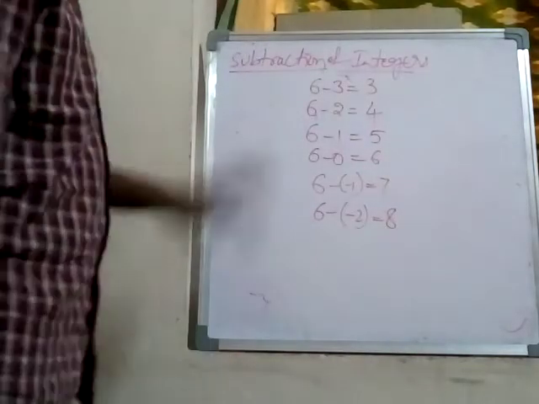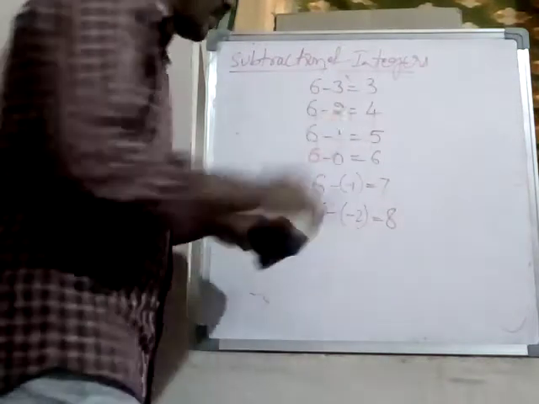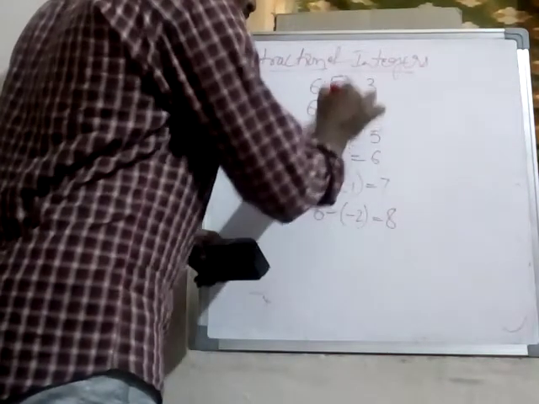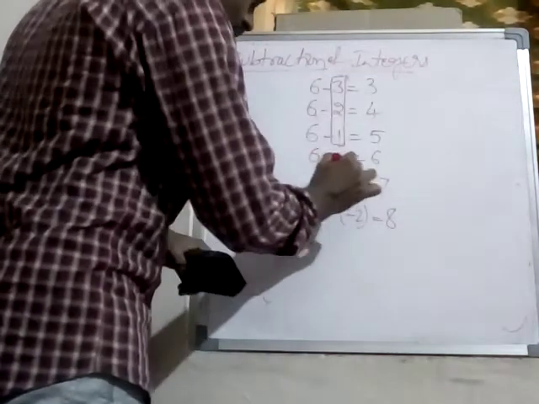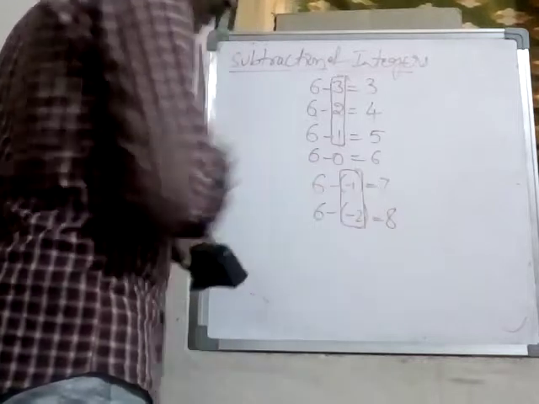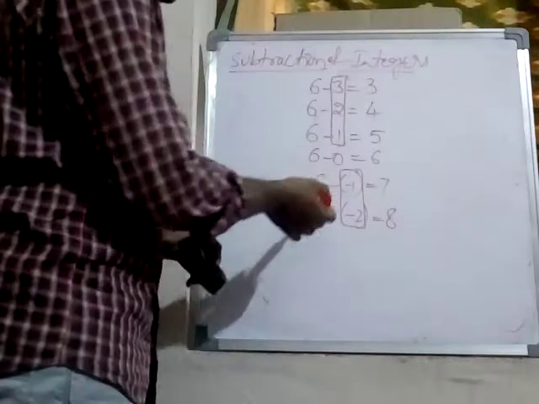Okay. So subtraction: these are positive integers, subtract a positive integer. Here, subtract a negative integer. So in addition, add a positive integer, move right side. Add a negative integer, move left side.